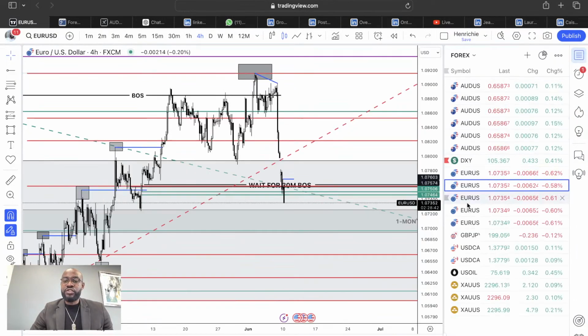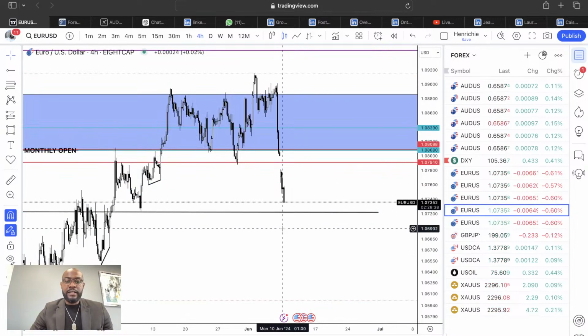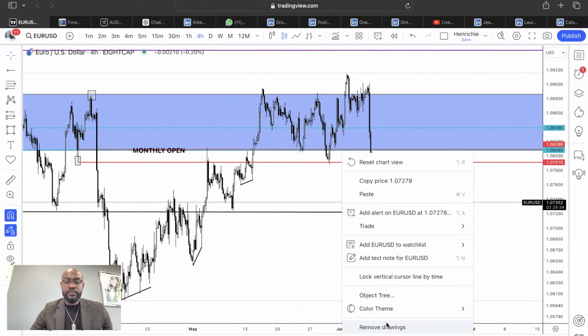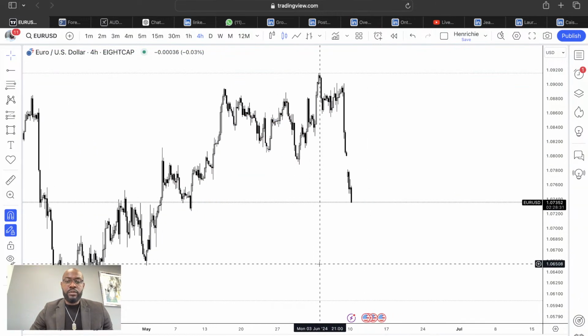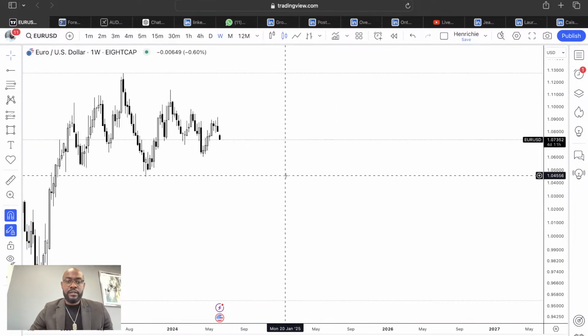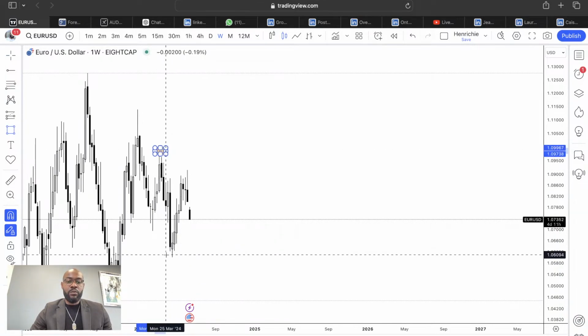Let's use a fresh chart. Looking at this fresh chart, I'll wipe everything on my chart. And then we're going to go to the weekly time frame. On the weekly time frame, this is my weekly range high. This is my weekly range low.